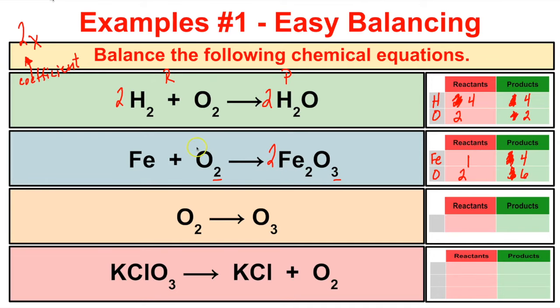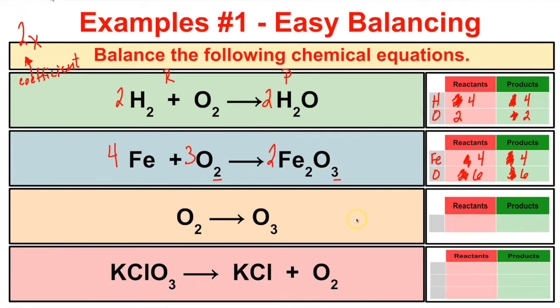And because I have 6 oxygens here, I'm going to put a 3 right here, and 3 times 2 is 6 oxygens on the reactant side. So if we take a look, our oxygens are now balanced, but our irons are not. 2 times 2 is 4 irons. I will have to put a coefficient of 4 right here, and now our chemical equation is balanced.